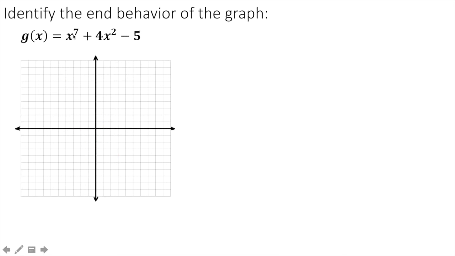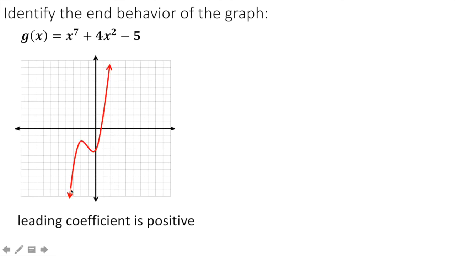Again, my exponent on this one is an odd degree. That means it's an odd number. My largest exponent is odd. And my leading coefficient on this particular one is positive. That means the graph's going to look something like this, okay?